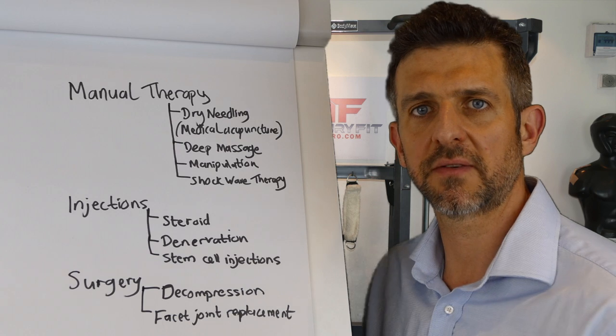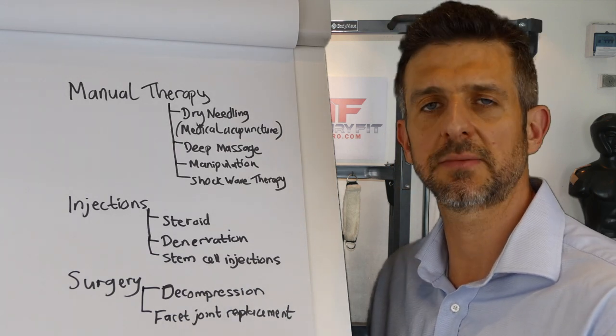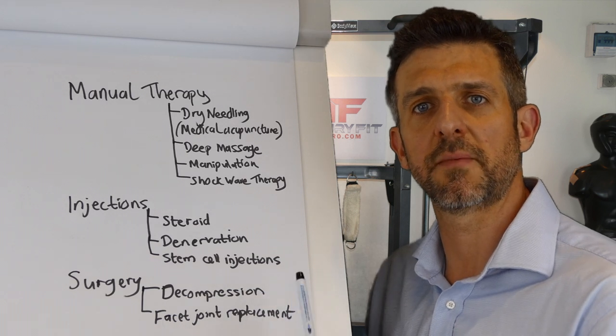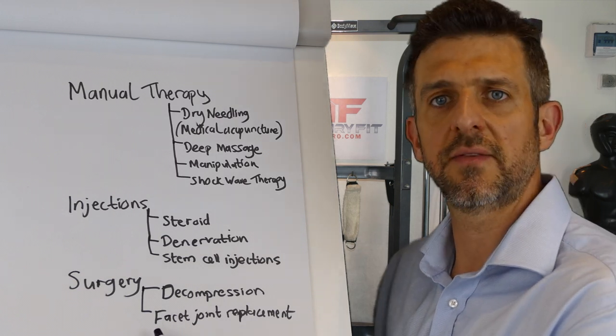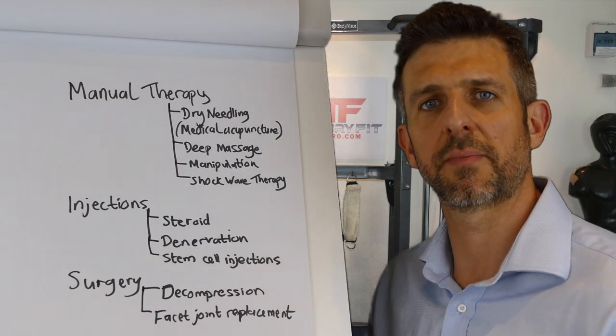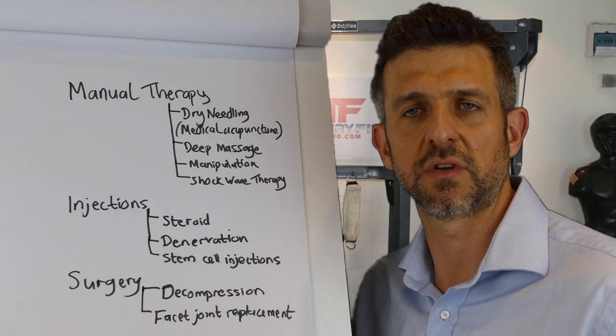There is surgery that can be done for facet joint pain when it's really bad, so things like decompression and facetectomy, where the surgeons are removing part or whole of the diseased facet joint if it's really arthritic. And even some specialist surgeons are doing facet joint replacements these days, so that's another thing that might be worth investigating and doing some research on and doing some searches for.